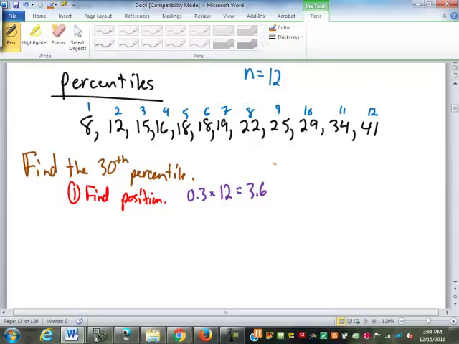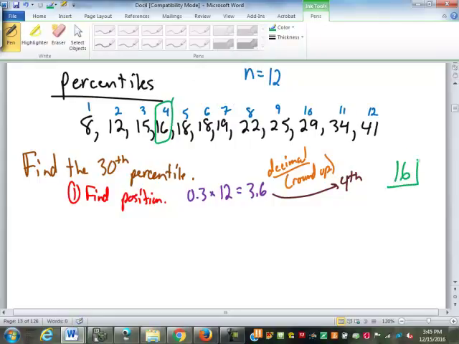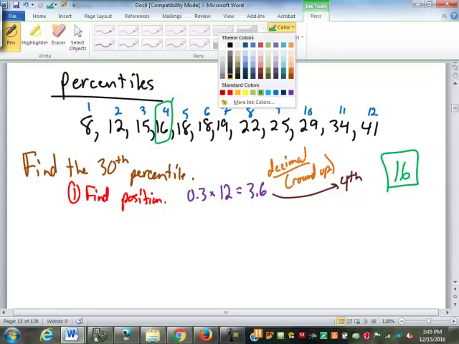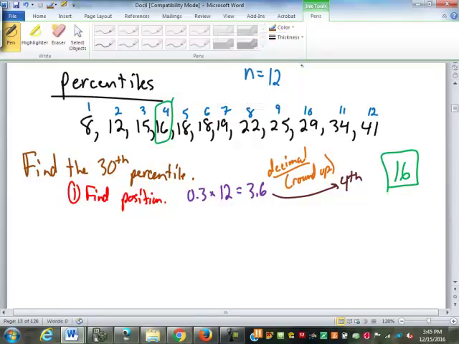Also, just like with our median, since that is a decimal, we round up. So 3.6 becomes the fourth number in the list. So that means the fourth number in the list, or 16, is the 30th percentile. Let's say I ask you to find the 75th percentile. So what am I going to multiply 12 by now?